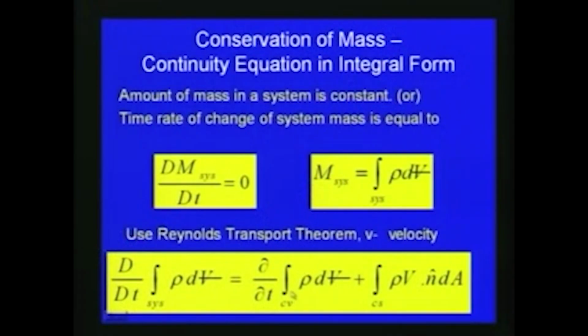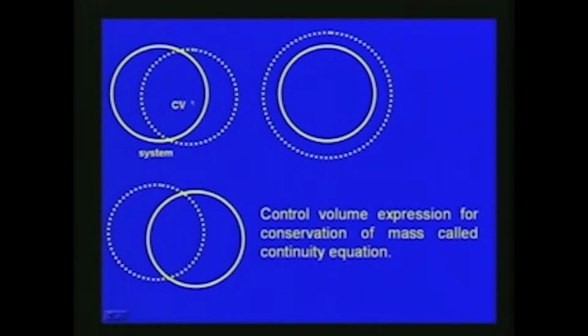So, the d by dt of the integral over the system of rho dV can be written as del by del t of the integral over the control volume of rho dV plus the integral over the control surface of rho V dot n hat dA. This gives the Reynolds transport theorem for the mass we are considering here. As you can see in this slide, this is the system which we are considering, and the control volume is inside it, and we look at what changes take place within the control surface.